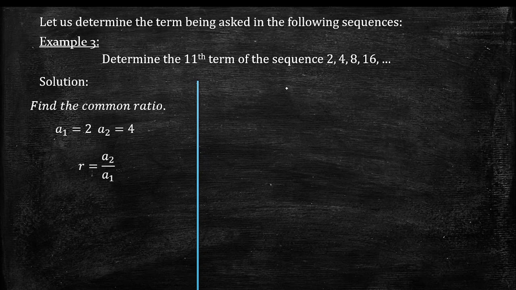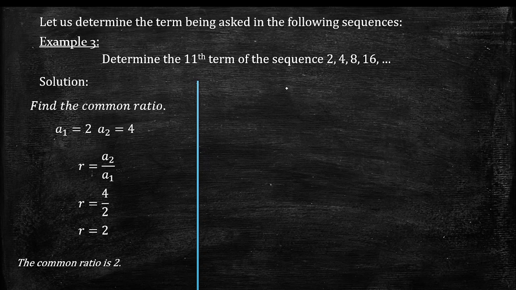After that, I altered the formula. So the common ratio is equal to a sub 2 divided by a sub 1. Substitute the values. The common ratio is equal to 4 divided by 2. The common ratio, or r, is equal to 2. So we already have the common ratio.